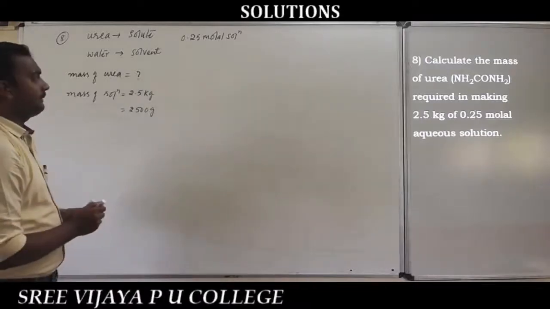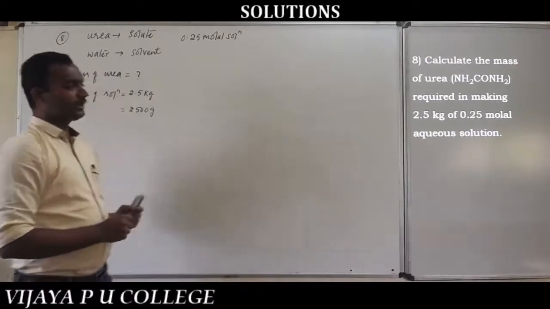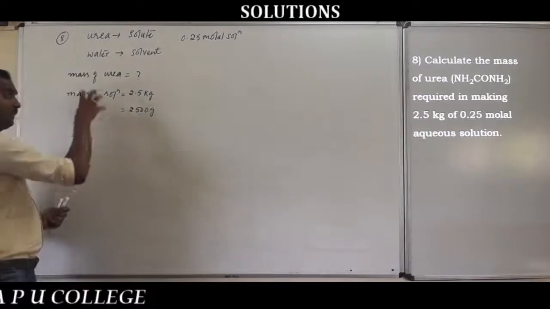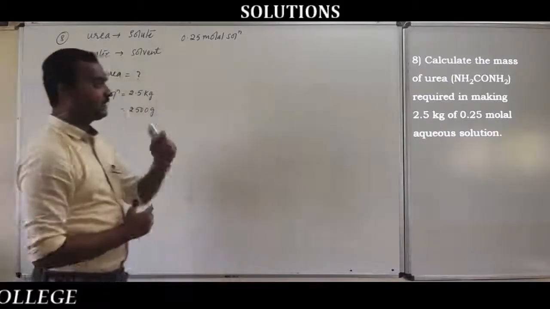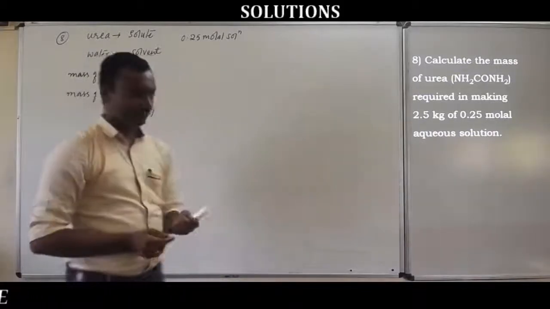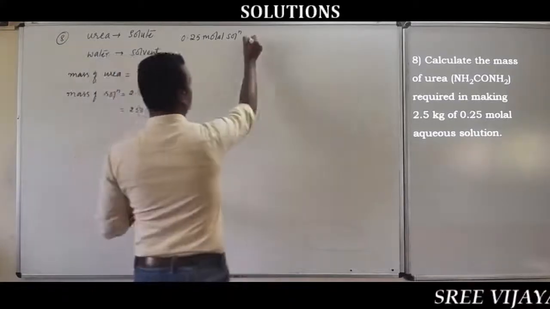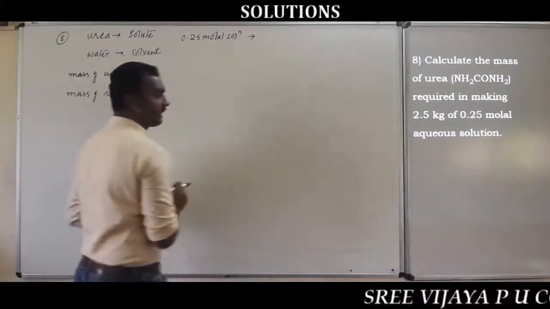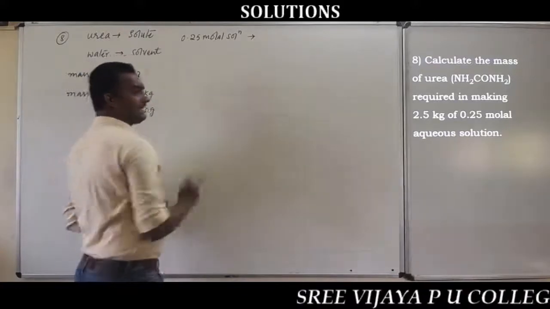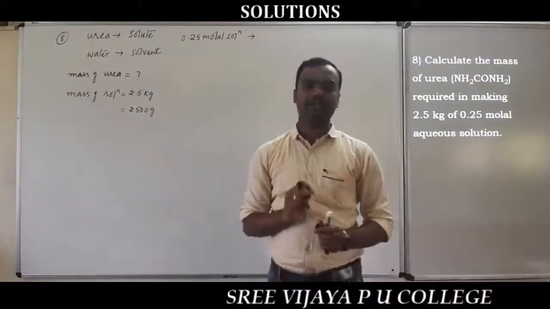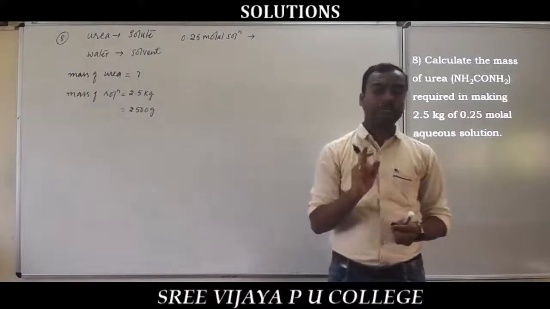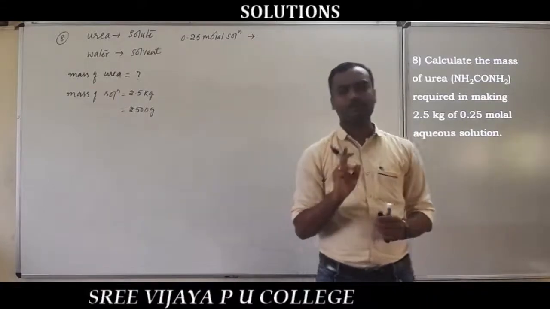So now, to prepare 2.5 kg of 0.25 molar solution, how much mass of urea is needed, they have asked. First, what is the meaning of a 0.25 molar solution? Molarity is nothing but the number of moles of solute dissolved in 1 kg or 1000 gram of solvent.